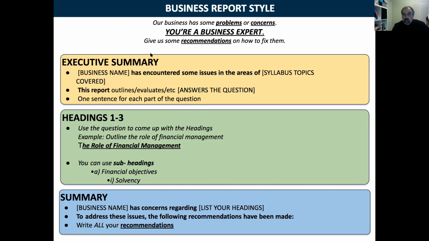So in our executive summary, we're basically looking at some of the issues that are encountered, identifying the business, and then using the question. So have sentences around the question: one sentence for each part of the question to identify how you're going to answer that question. Then we come to the main part of our answer, and we've got headings.